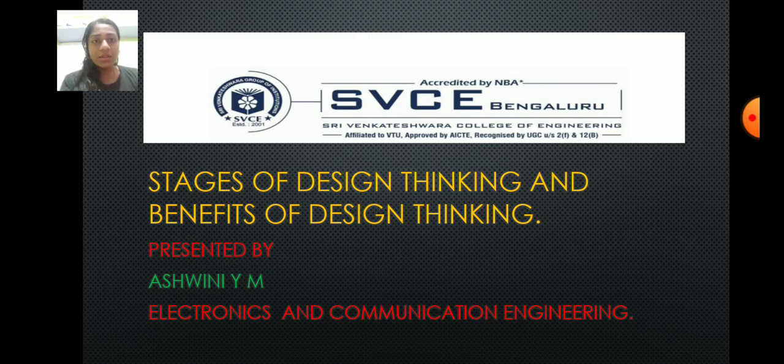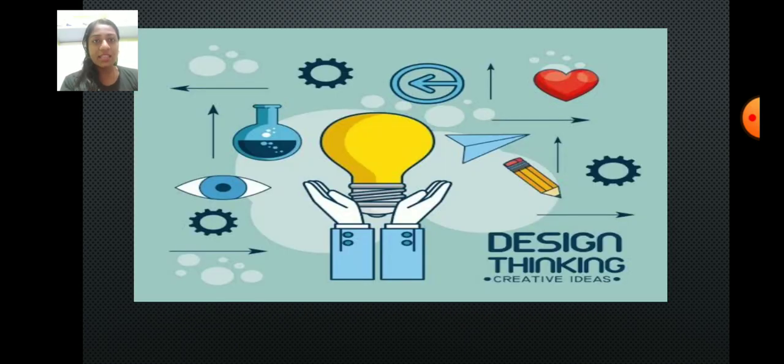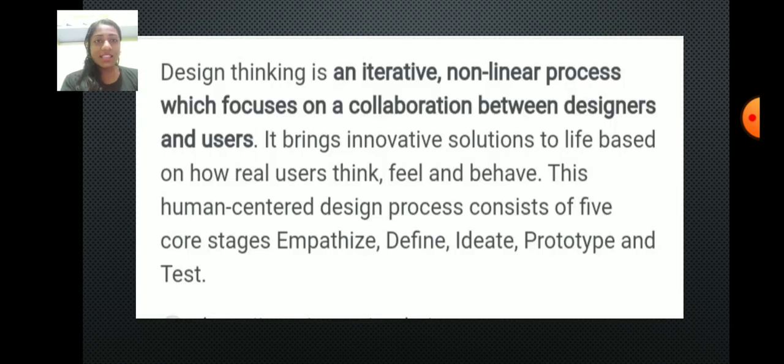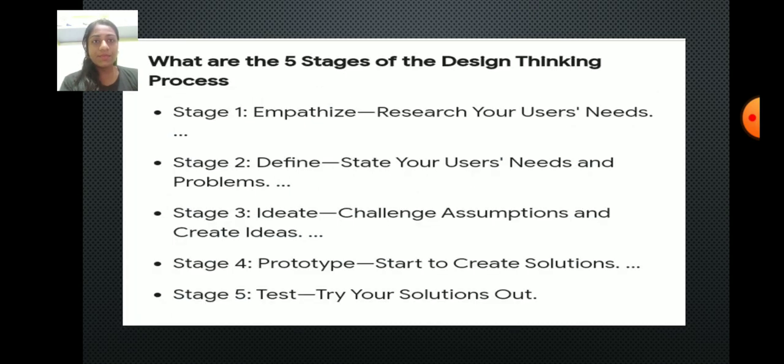Engineering. Today I am here to talk about stages of design thinking and benefits of design thinking. What is design thinking? Design thinking is an iterative, non-linear process which focuses on a collaboration between designers and users. It brings innovative solutions to life based on how real users think, feel, and behave. This human centered design process consists of five core stages: empathize, define, ideate, prototype, and test.